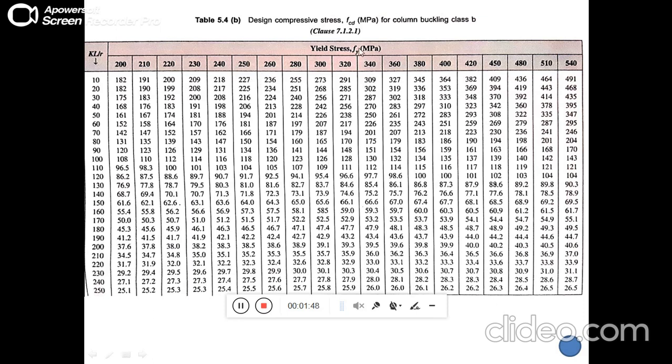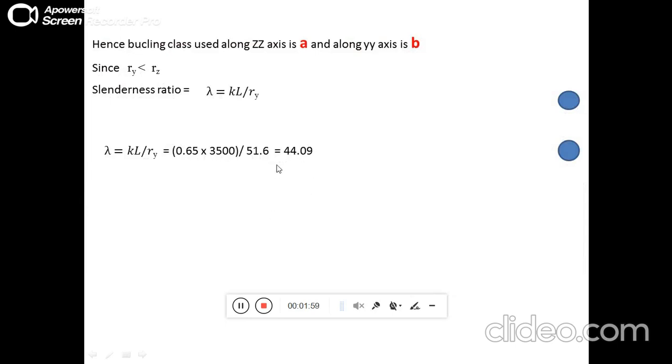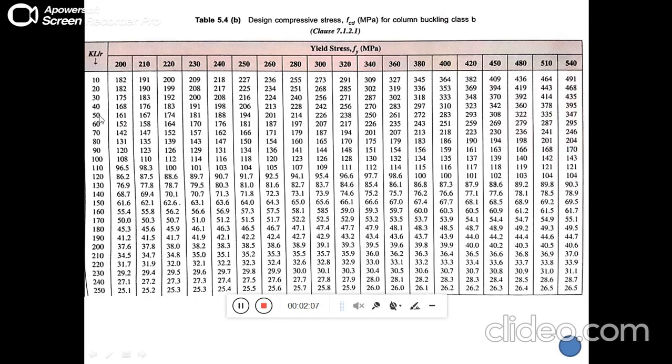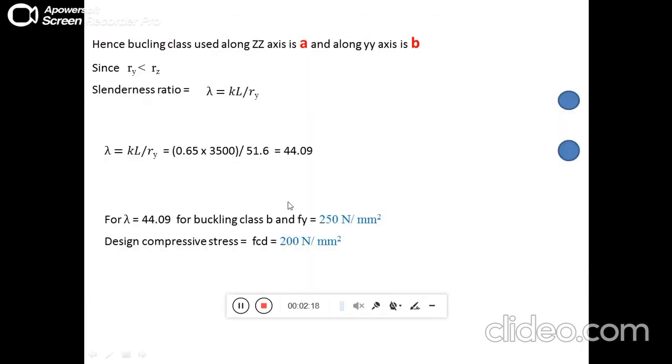from Fy, that is yield stress 250 given in the question. So if the value lies in between two values, it is 44.09, which lies in between 40 and 50. So we need to interpolate the values 206 and 194, and after interpolation the answer we get is FCD equal to 200 Newton per mm square.